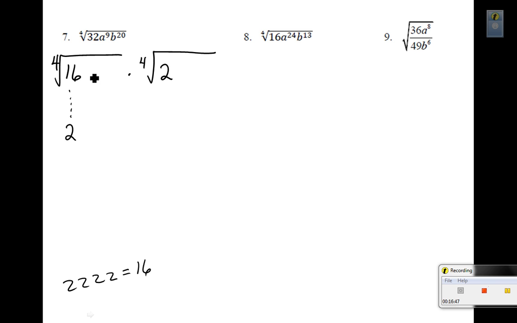I need to go a to the 8th, which leaves me an a there. And since 4 goes into 20, I need a b to the 20 there. So final answer, the 4th root of 16 is 2, a squared, 8 divided by 4 is 2, b to the 5th, times the 4th root of 2a.